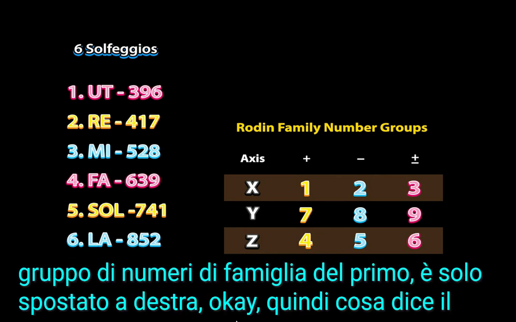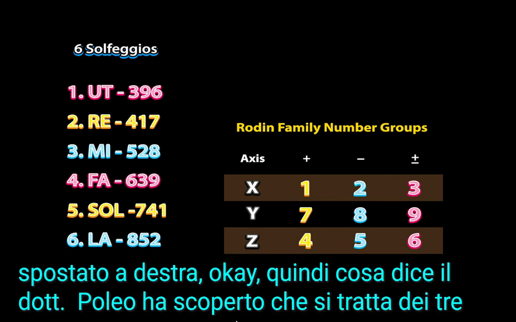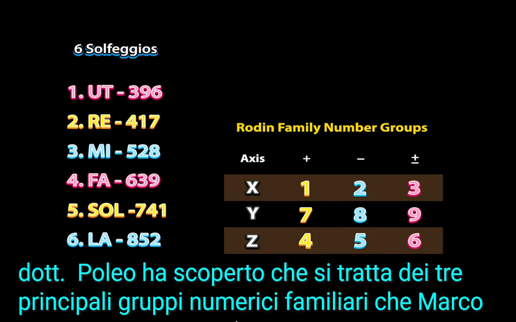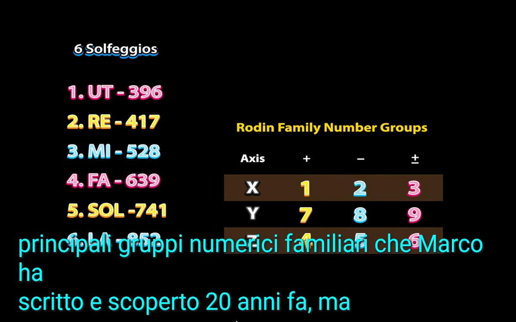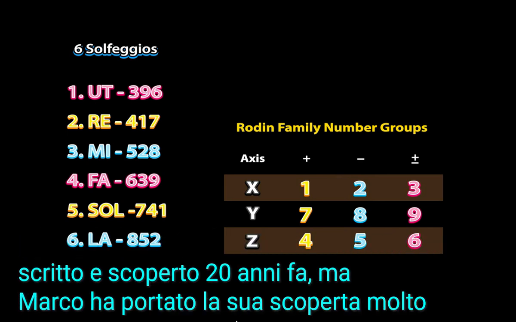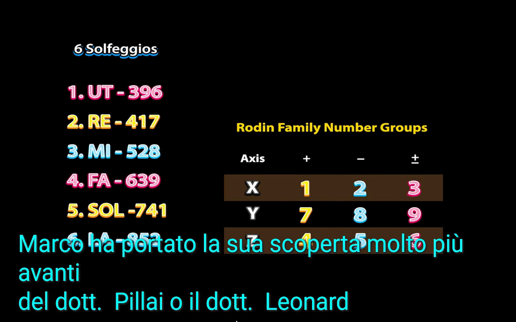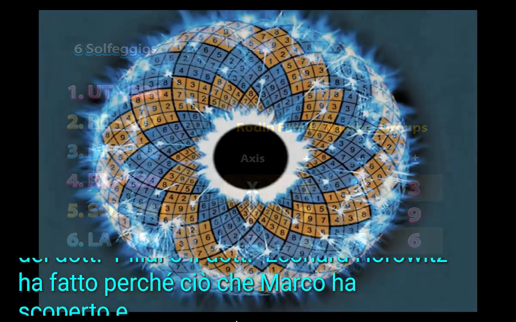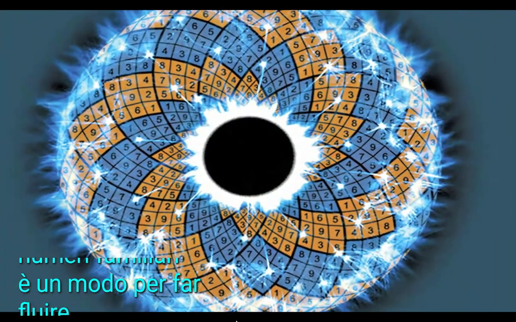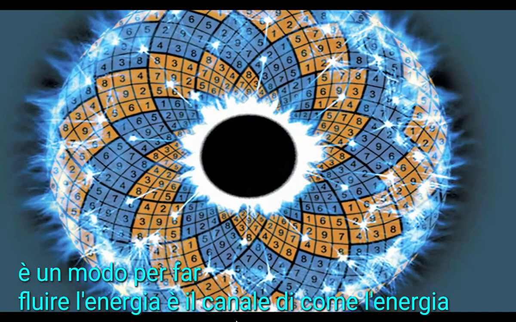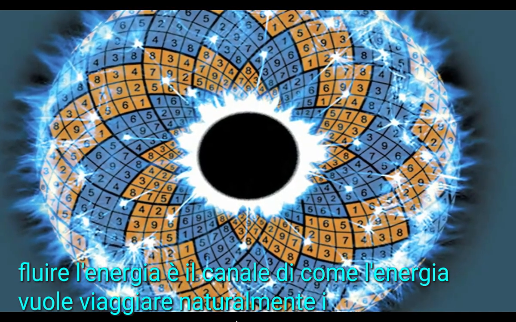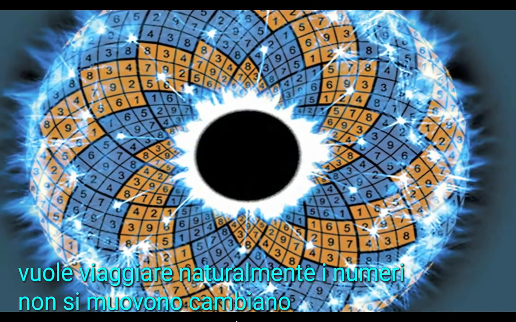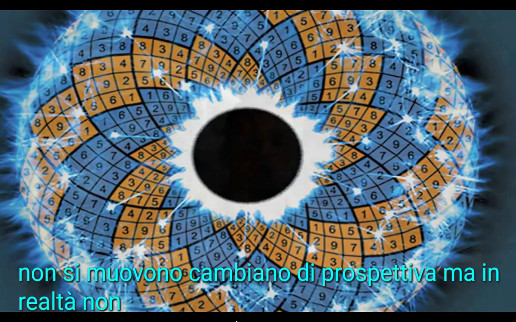Okay, so what Dr. Puleo has discovered are the 3 primary family number groups that Marco Rodin discovered 20 years ago. But Marco took his discovery a lot further than Dr. Puleo or Dr. Leonard Horowitz has done. Because what Marco discovered and what these family number groups are is a way for energy to flow. It is the pipeline of how energy naturally wants to travel. The numbers don't move. They shift in perspective, but they actually don't move.